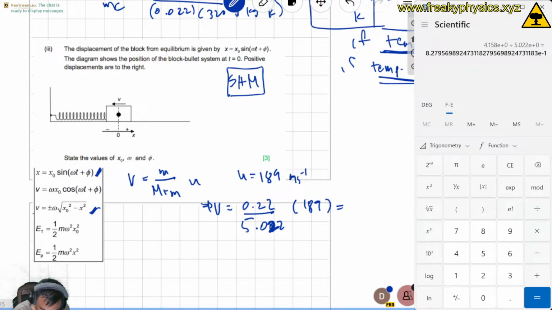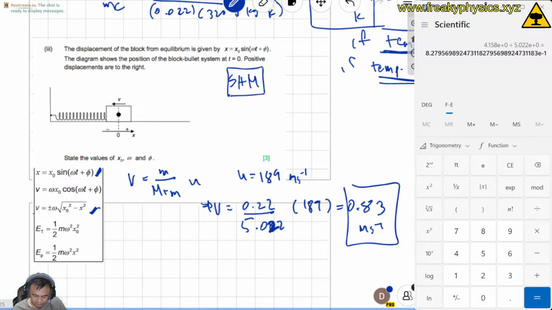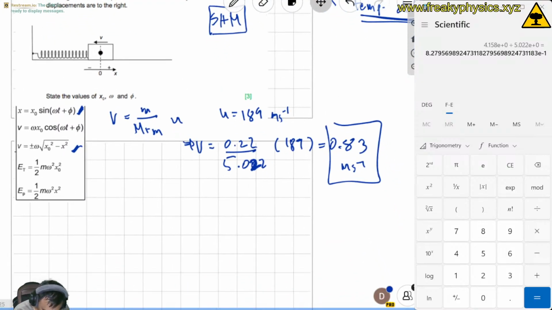Okay, makes sense because it's much smaller. It's going to move at 0.83 meters per second. Okay, so that's the first part. We now know v, right? So what are we going to do now? What's the easiest one to do? We can do this first. Since we know our v, 0.83 will be equal to plus or minus omega.